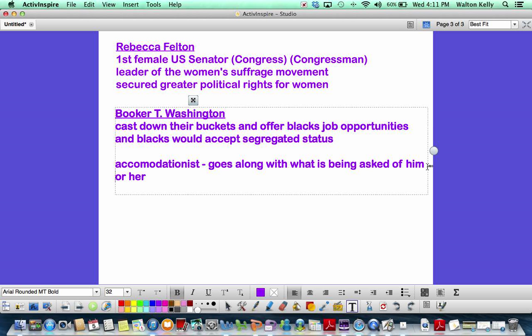So segregation was going on. Booker T said, hey, let's don't fight it. They'll give us jobs. We'll work our way through this. And we know W.E.B. Du Bois did not believe in being an accommodationist. He wanted a different route. So we're going to stop here for now and let you rest for a few minutes, and then we will come back together with video 2 with our New South review.